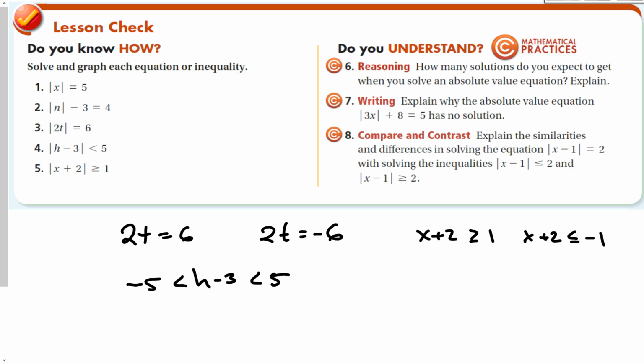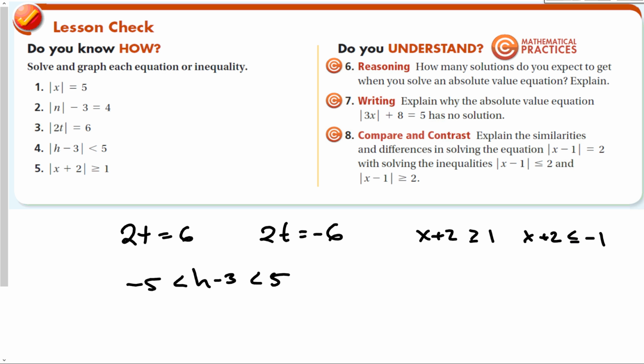How many solutions do you expect to get when you solve an absolute value equation? Usually, you're going to get 2, unless you get the answer 0, and then they only have one solution. But usually, you're going to get 2 solutions: a positive and a negative. Two numbers that are the same distance away from 0 on the number line. Explain why the absolute value equation |3x + 8| = -5 has no solution. Because when you subtract 8 from both sides, you get a negative number, and the absolute value cannot be equal to a negative number.